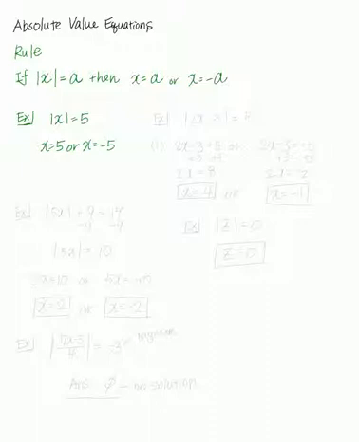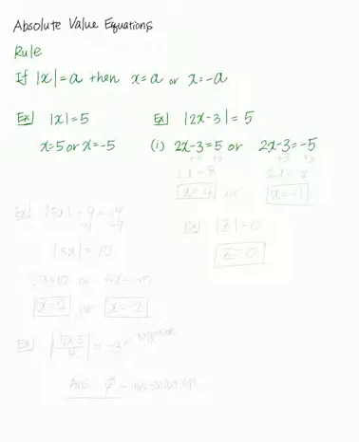Let's try this next one. We'll have the absolute value of 2x minus 3 is equal to 5. So my two options are that 2x minus 3 is equal to 5, or my second option is 2x minus 3 is equal to negative 5. Now I have two equations to solve.